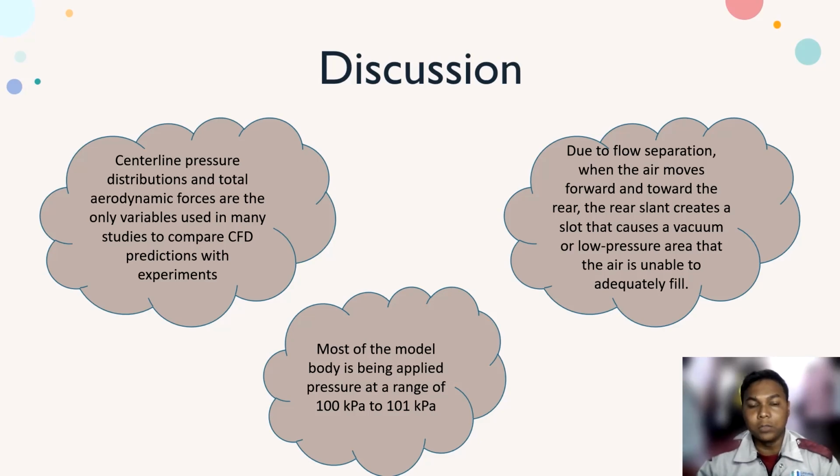Okay, for my part, I will explain the discussion. Centerline pressure distribution and the total aerodynamic force are the only variables used in many studies to compare the CFD prediction with the experiment. There is reason to believe that the agreement between the predicted and the measured force may be coincidental unless a field method prediction exhibits the same flow phenomena in the entire flow field, with the consequence that the predicted pressure distribution on the complete surface matches that of a carefully conducted experiment.